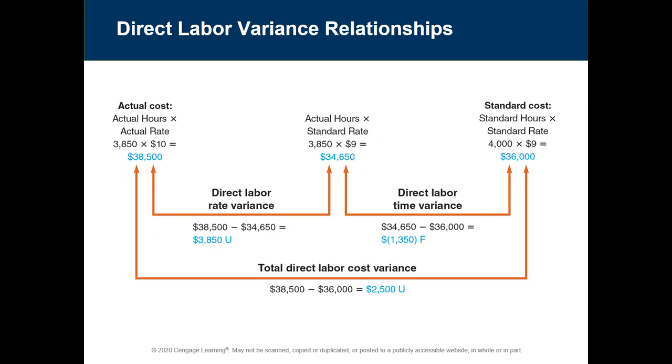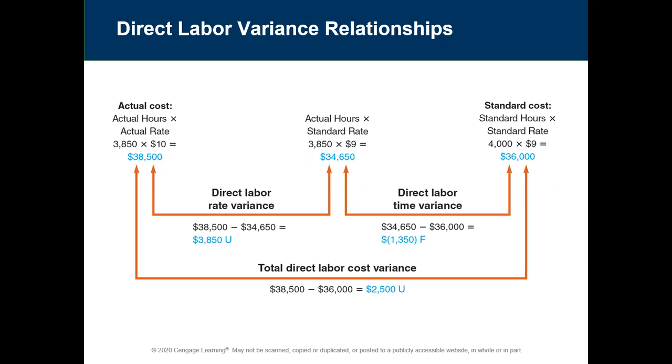So again, on the left, we have our actual cost, which is our actual hours times our actual rate. On the far right, we have our standard cost, which is our standard hours times the standard rate. And in the middle, we have our actual hours times the standard rate, okay? And if you think about what this means, the actual hours times the standard rate, it means we know how much time we actually put into it now. So at the standard rate, this is what we would expect the cost to be.